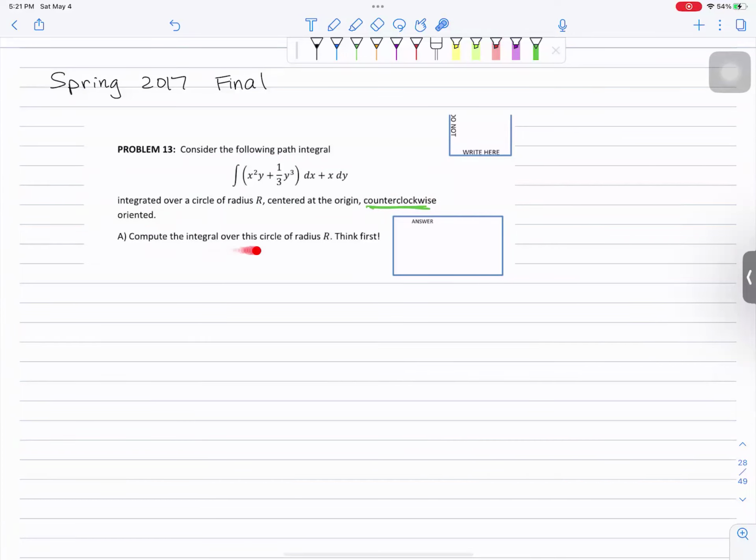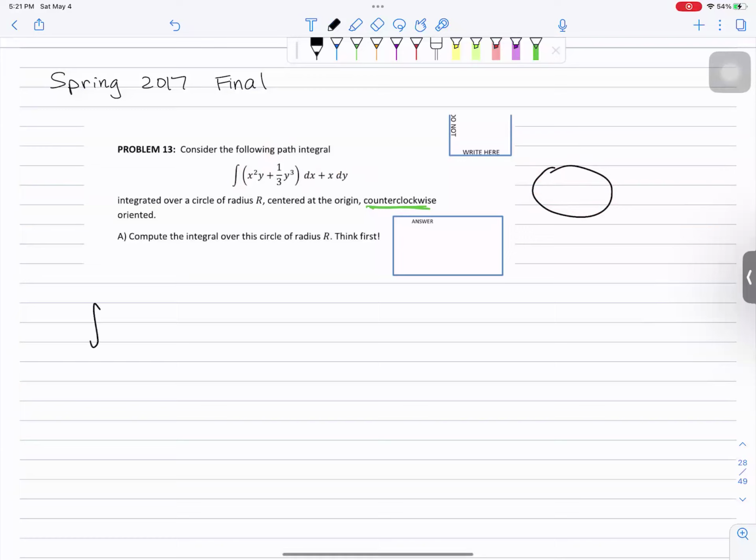All right, part A, compute the integral over the circle of radius r. Think first. Okay, so they say that we have a circle. Now I could maybe parameterize the circle, plug in the parameterization and dot with the derivative, but why would I want to do that? That's so much work, right? Instead, I notice I have a closed curve. Maybe Green's theorem might be applicable.